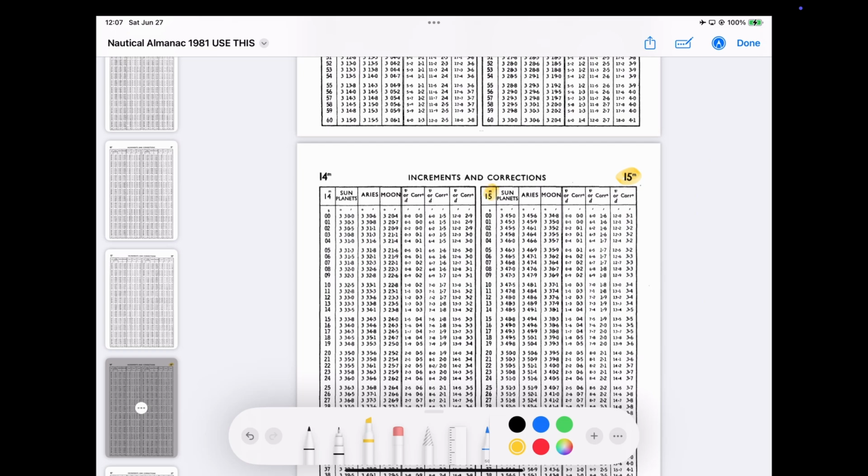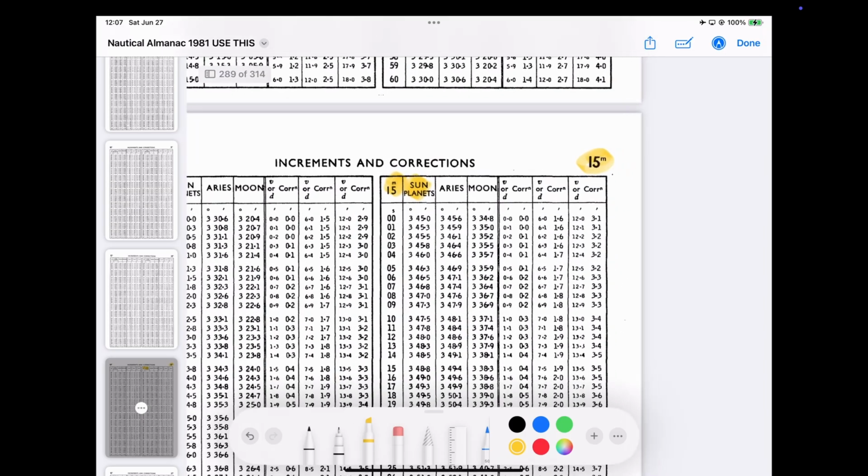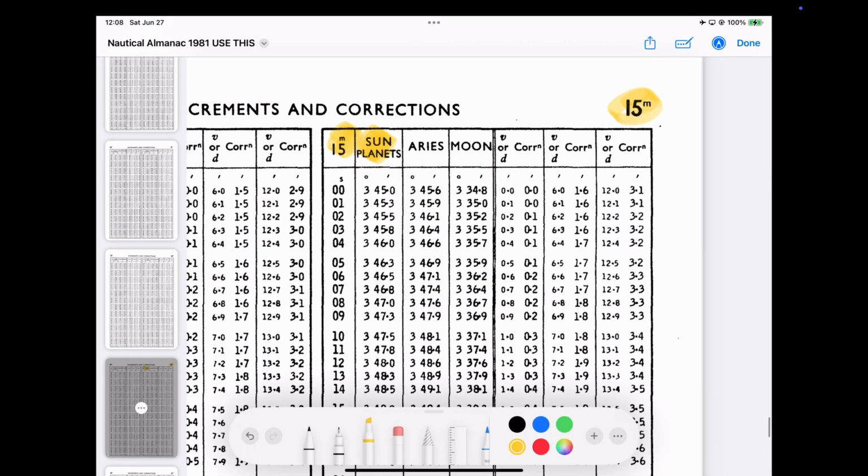Okay, 15 minutes is here. We have the sun and planets column because that's what we're doing. And then we have 5 seconds. Let me zoom in here. We're going to get our D number right here, and our correction column here. So the D number was 0.9, so our correction is going to be 0.2. These two things I need from here.